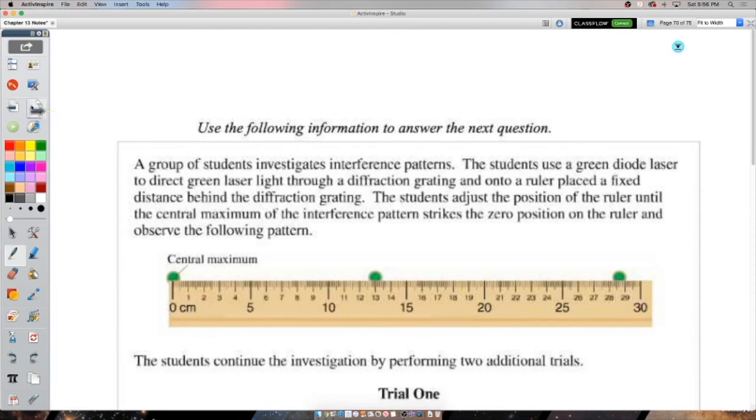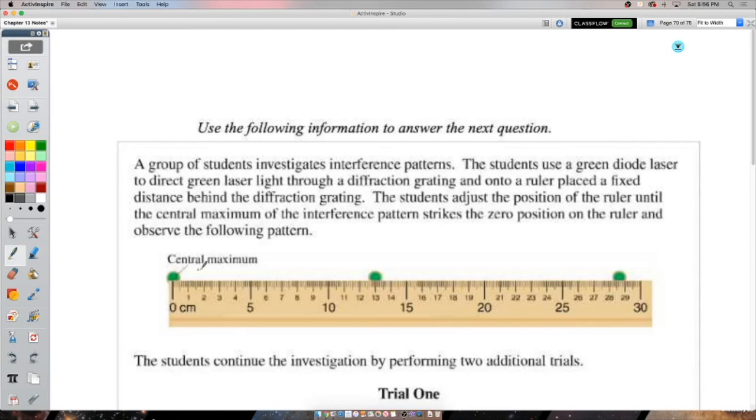Okay, a group of students investigates interference patterns. The students use a green diode laser to direct green laser light through a diffraction grating. Hey, we did this, onto a ruler, placed a fixed distance behind the diffraction grating. So the ruler is essentially acting as our screen here, but it's a useful screen because we can actually measure the distance between antinodes and nodes. The students adjust the position of the ruler until the central maximum hits 0.